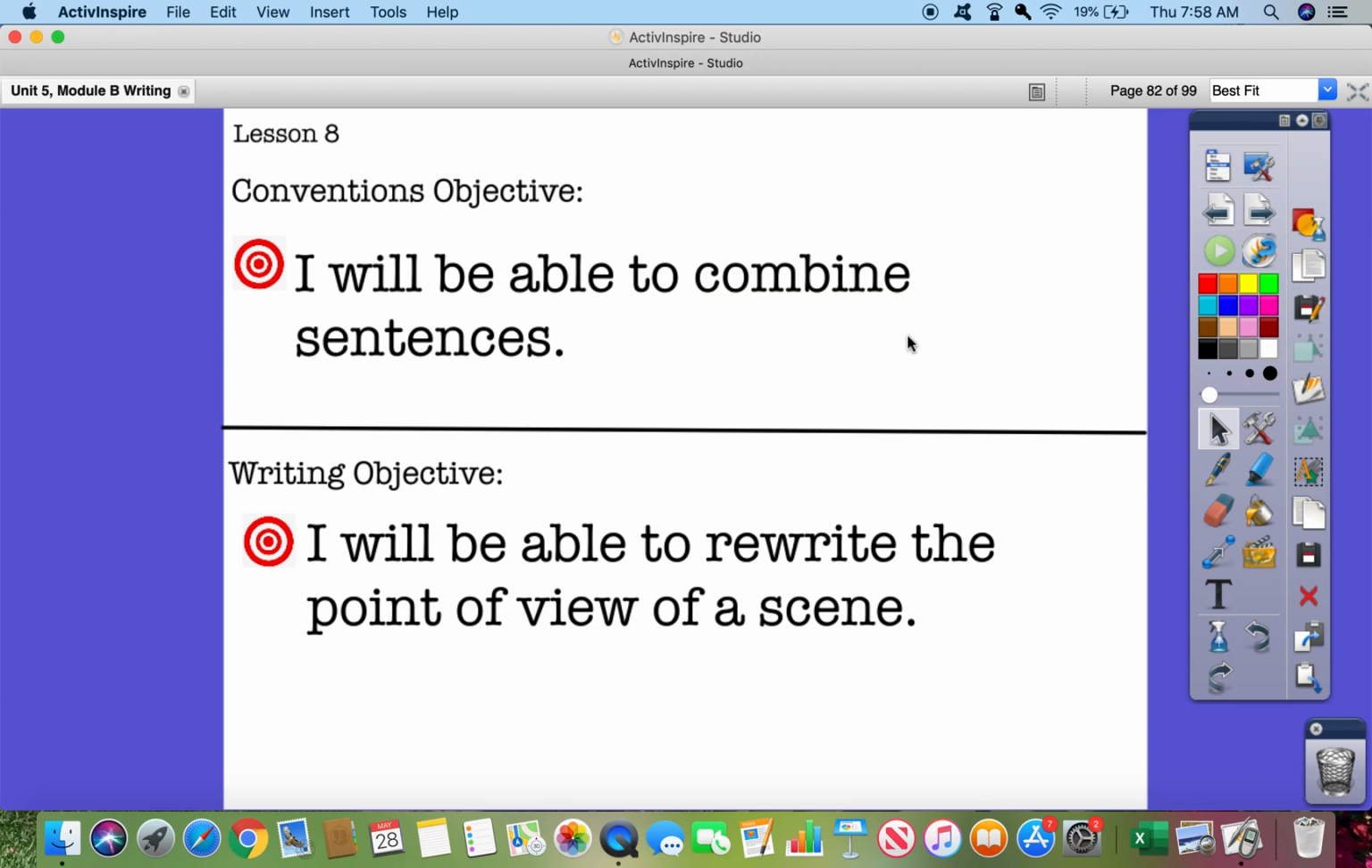Our objectives for this lesson. The conventions objective is I will be able to combine sentences, and the writing objective is I will be able to rewrite the point of view of a scene.